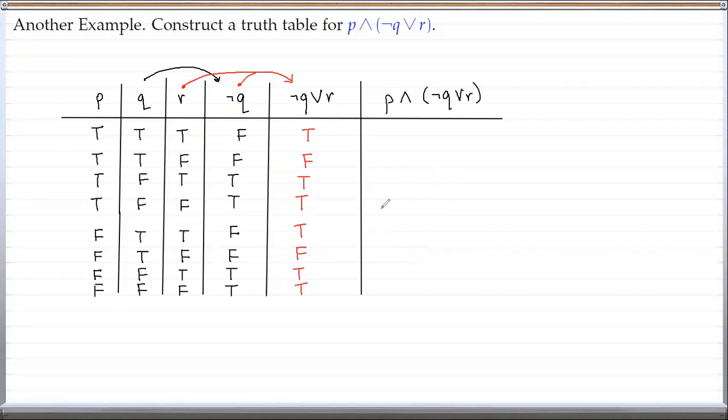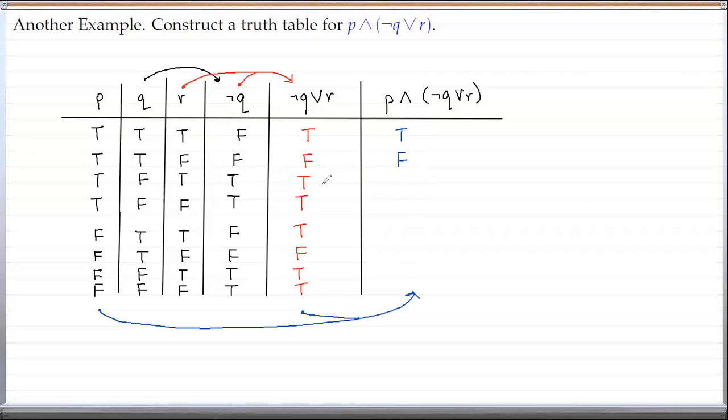Now finally, we are looking at P and not Q or R. So not Q or R is this column, and P is this column. Then we are combining this column and this column together to get that column. First row, we have true and true. True and true is true. Next, we have true and false, which is false. For and combination to be true, we need both of them to be true.